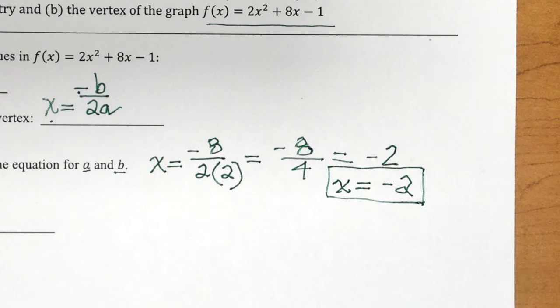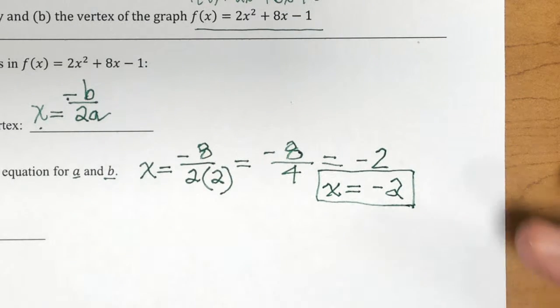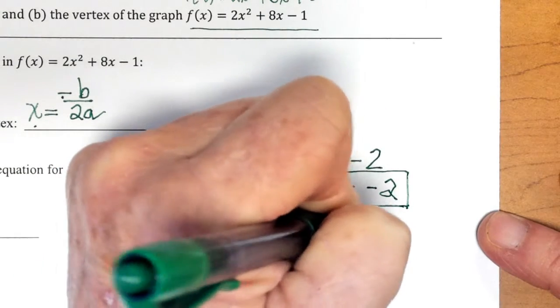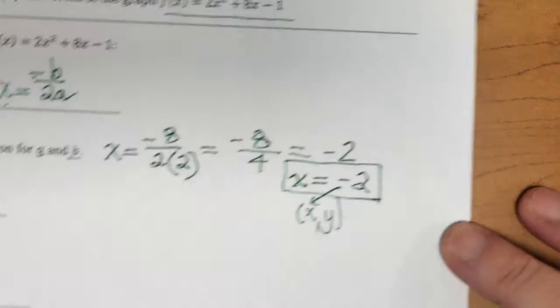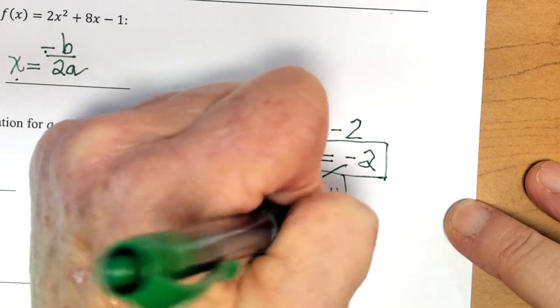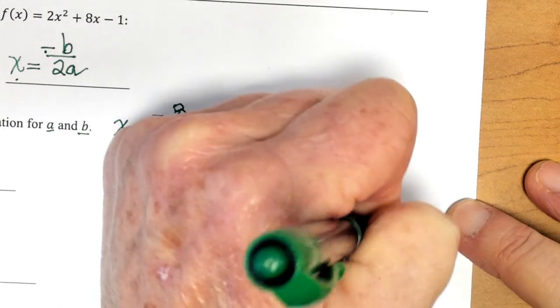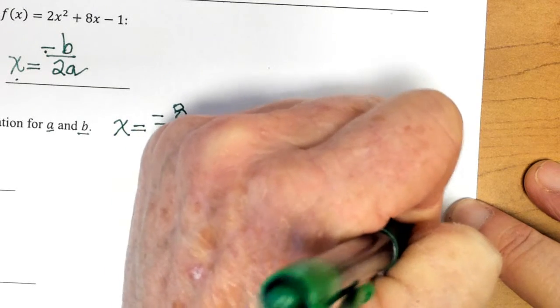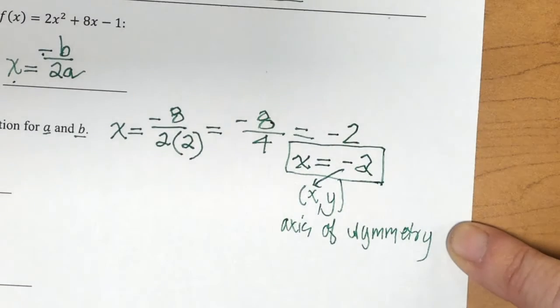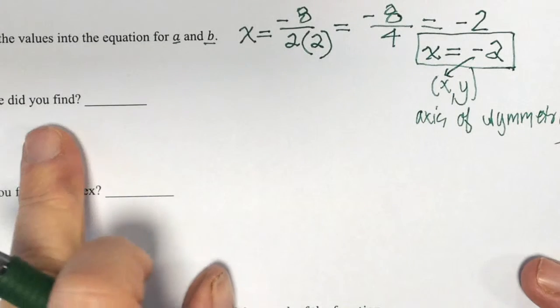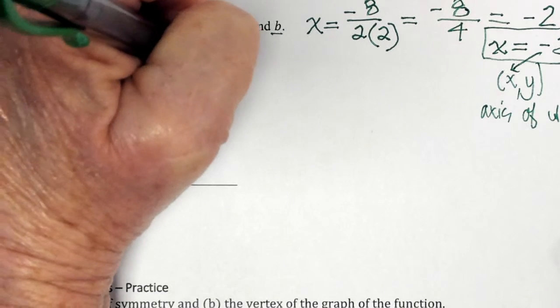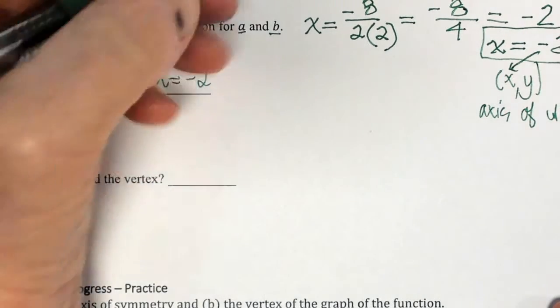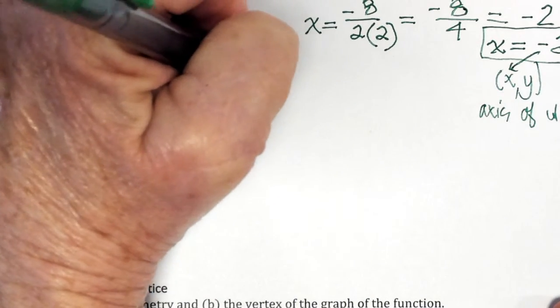So remember, what is x equal to? Think about my vertex. If I have x comma y from my vertex, and I've just figured out what x is, you guys remember that x is my axis of symmetry. So I just figured out the axis of symmetry for my graph. Okay, so what value did we just find? We found that x was equal to negative 2, and we know that x being negative 2, that's my axis of symmetry.